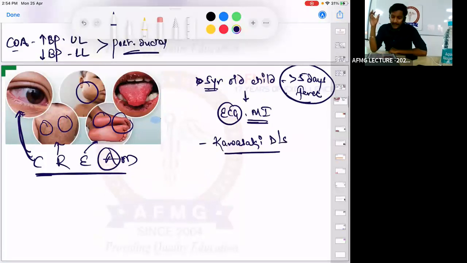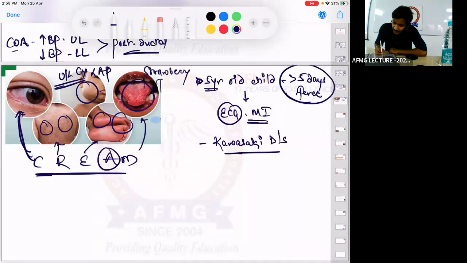Is this lymphadenopathy in Kawasaki unilateral or bilateral? It is unilateral cervical lymphadenopathy. So lymphadenopathy in Kawasaki is unilateral, and M goes for mucosal involvement. Which tongue?